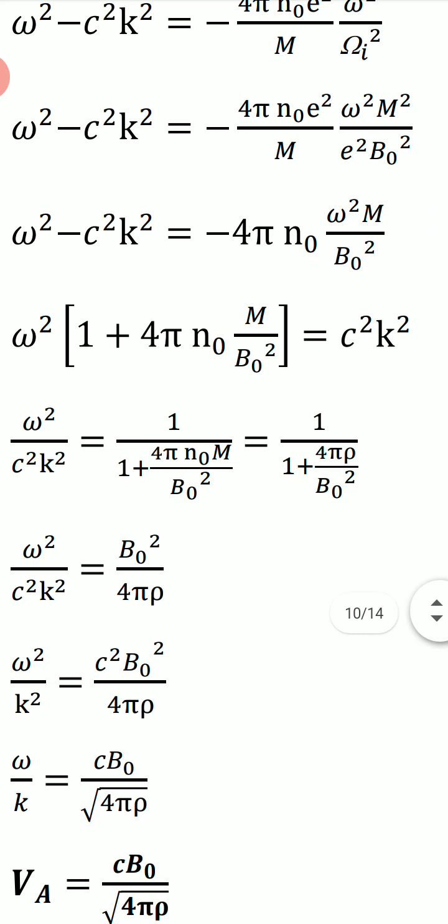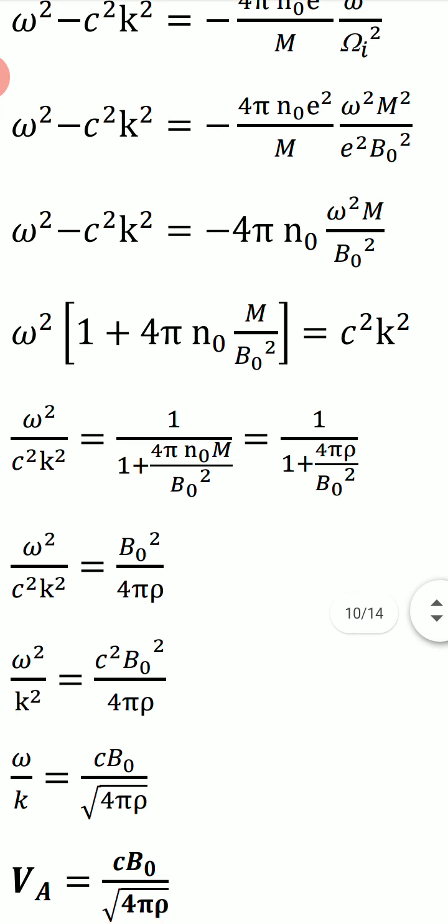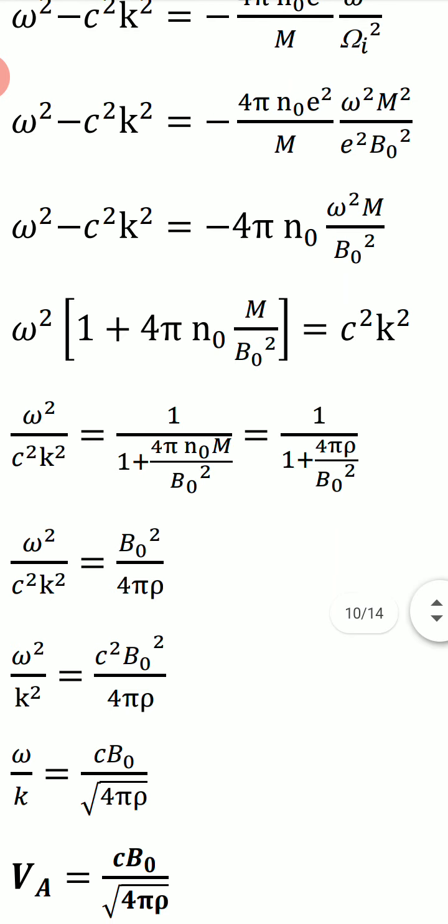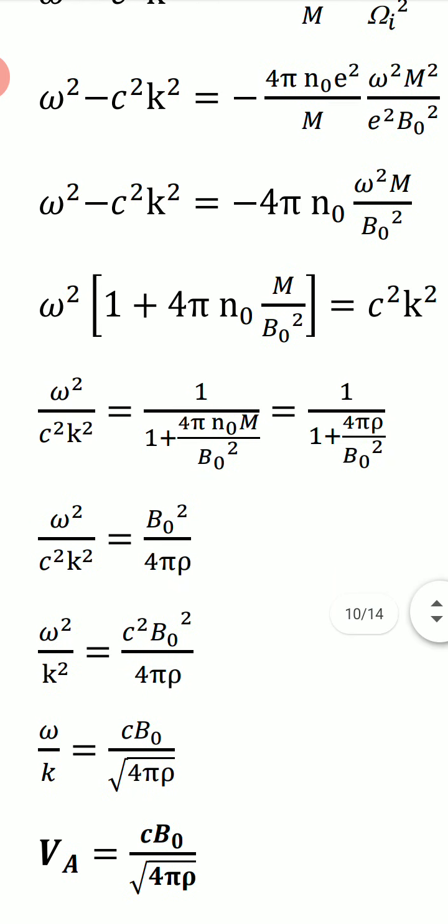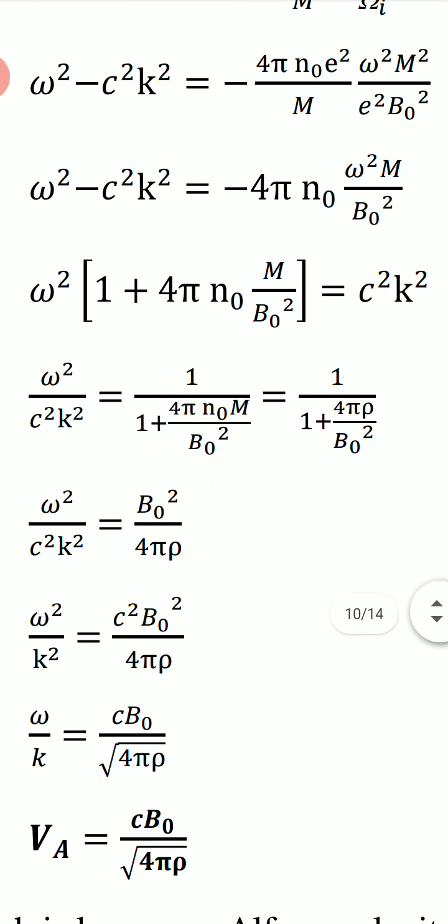Bring this term into left hand side and take omega square common, and this term minus c square k square, which is in left hand side, bring to right hand side, and we get omega square into 1 plus 4 pi n0 m upon B0 square equal to c square k square, or omega square upon c square k square equal to 1 upon 1 plus 4 pi n0 m upon B0 square.